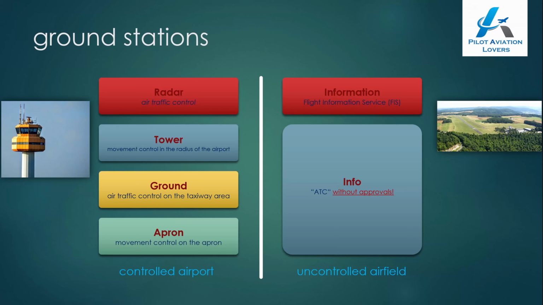Let's take a look at the right side of the uncontrolled airfield. There it looks clearly simple. We only have the so-called info, which may not give you any clearances, but only information about, for example, the wind and traffic information. You will therefore never hear the sentence Delta Echo Alpha Bravo Charlie, cleared for takeoff, runway 05. The top level here is the information, with the so-called Flight Information Service, short FIS.